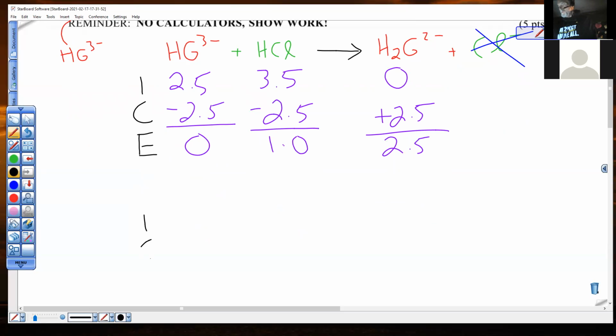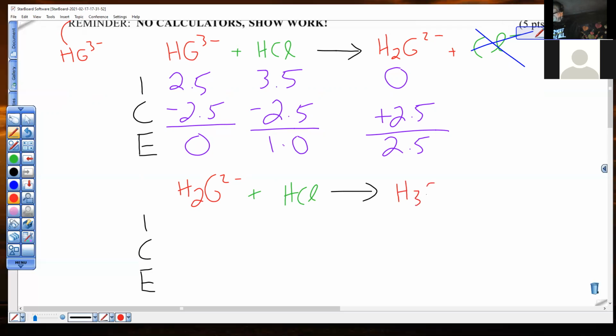ICE number 2. You're starting with what you just made. H2G negative. 2 negative, sorry. I just copied it. HCl reacts to give H3G negative. H2G negative, how much you got? Well, you said you made 2.5 in the previous problem. That's what you're starting with in this one. You only have 1.0 HCl left. You started with 0 of this.